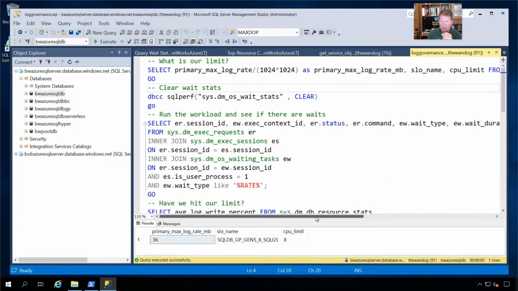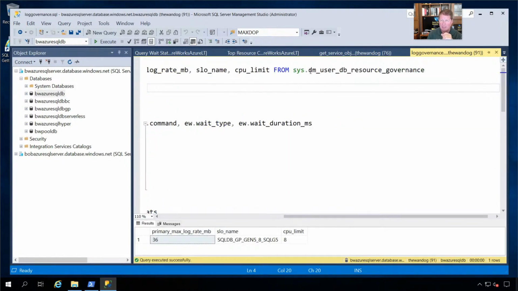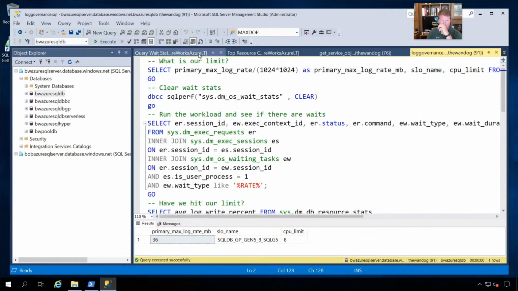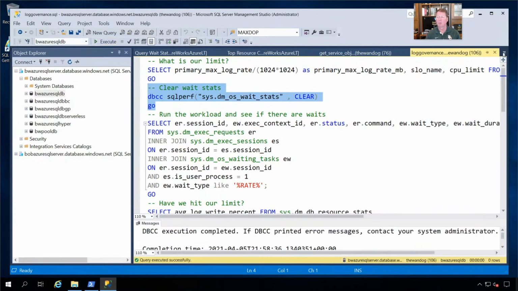So first of all, this first one is looking at that same DB resource governance query. And notice here, I'm looking at what's called the log rate. So the log rate can tell me, for this general purpose, I get about 36 meg per second, right? And wait stats are still applicable. So let me clear this, and what I'm going to do is run a workload.